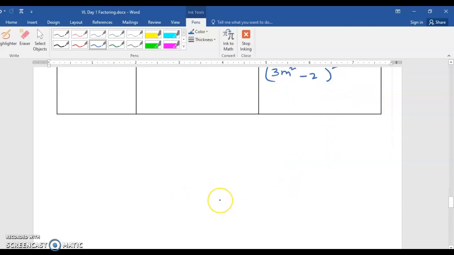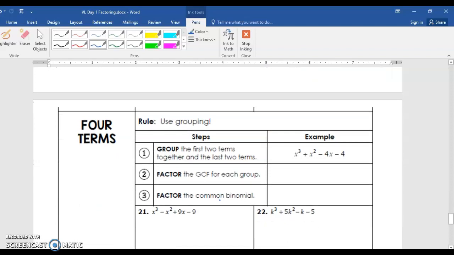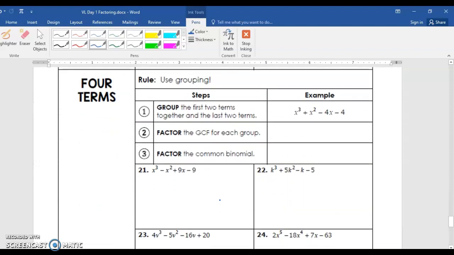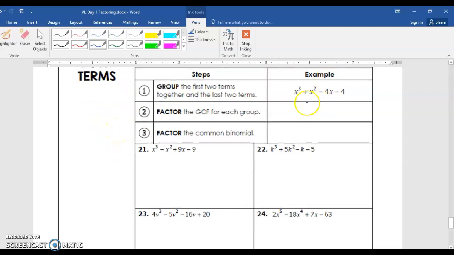So let's move on to 4 terms. How do you factor a polynomial with 4 terms or a quartic polynomial? Okay. In this, you have to actually use the grouping method. So they have given an example here. Let me do it with a question here.